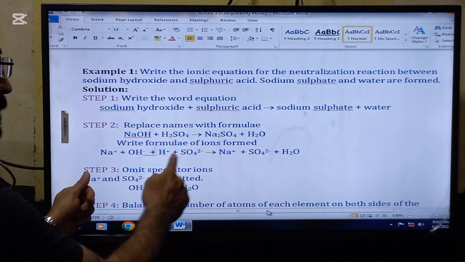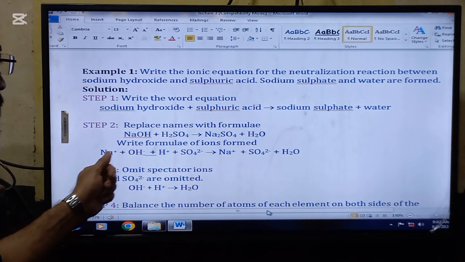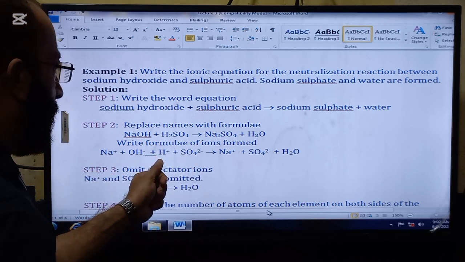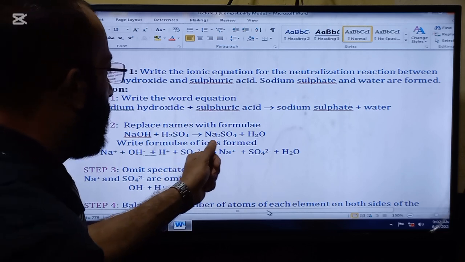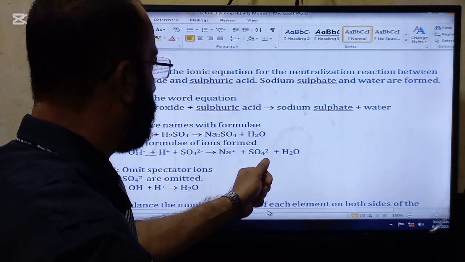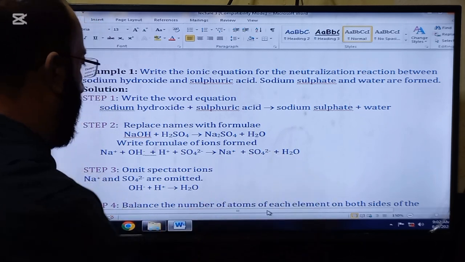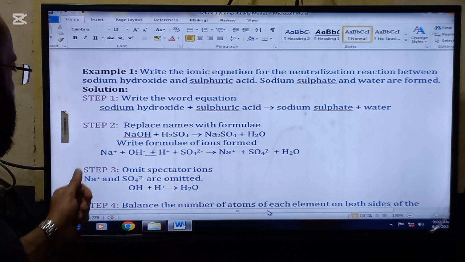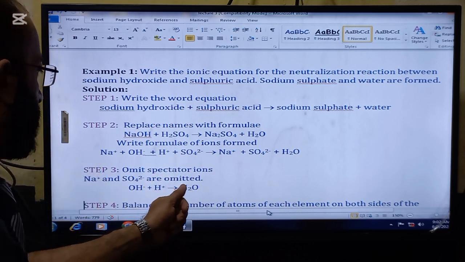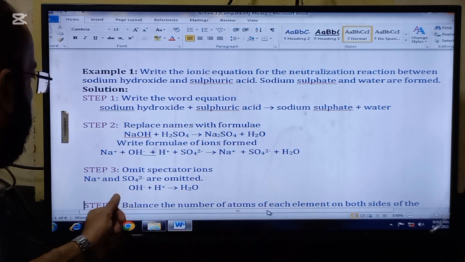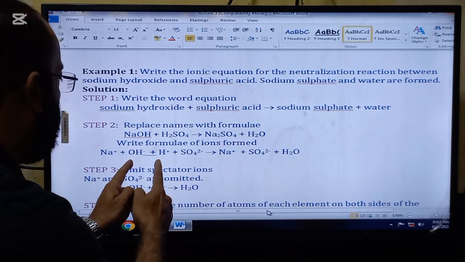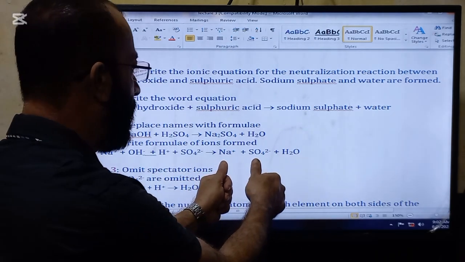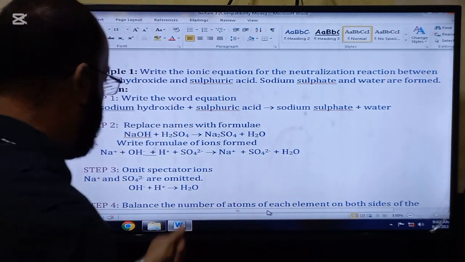The next step will be write the formulas of the ions formed. So NaOH ions will be Na+, OH−; H2SO4, H+ and SO4 2−; Na2SO4, Na+ and SO4 2−; and H2O will remain as it is. Now we will omit the spectator ions. So these sodium and sulfate ions are spectator ions, so these will be omitted. After omitting these, on the left hand side we have OH− plus H+. And on the right side, these will be omitted because these are the spectator ions. So this will be left.